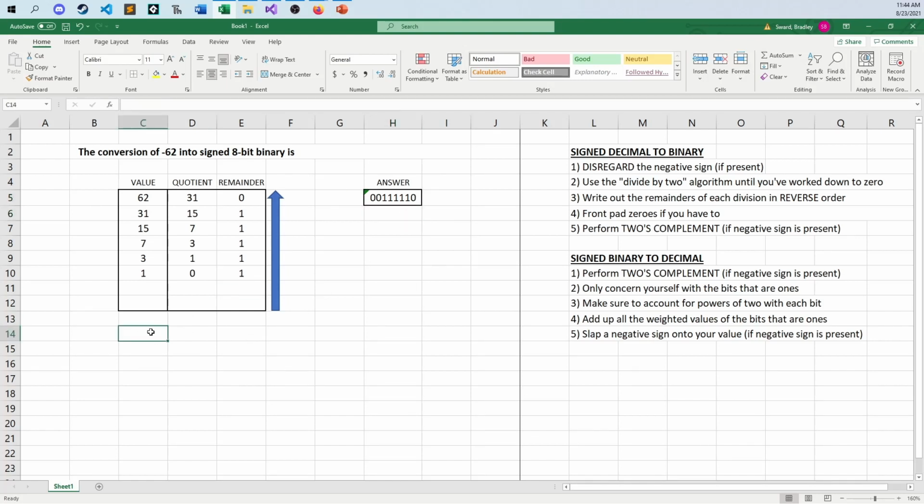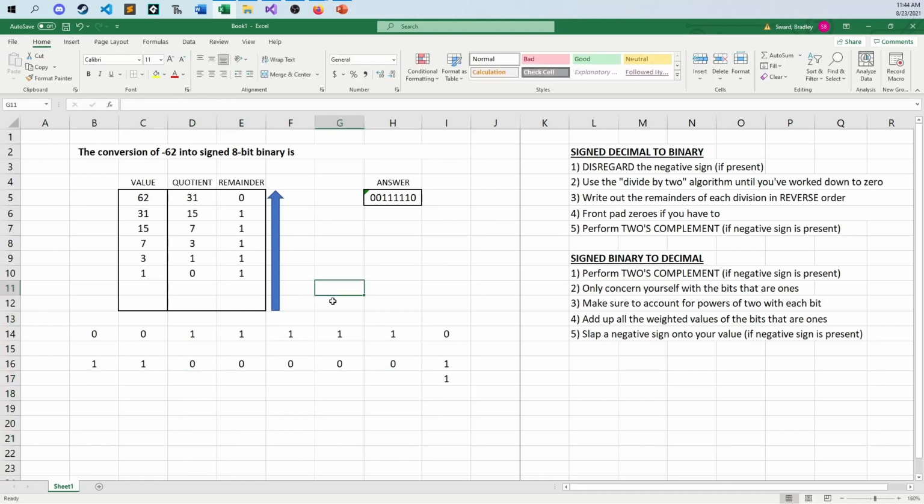So let me write this out. 0, 0, 1, 1, 1, 1, 1, 0. And so again, 2's complement is this: negate all the bits. Zeros become 1s, 1s become 0s. And I think I did that right. And then I add 1 to this.